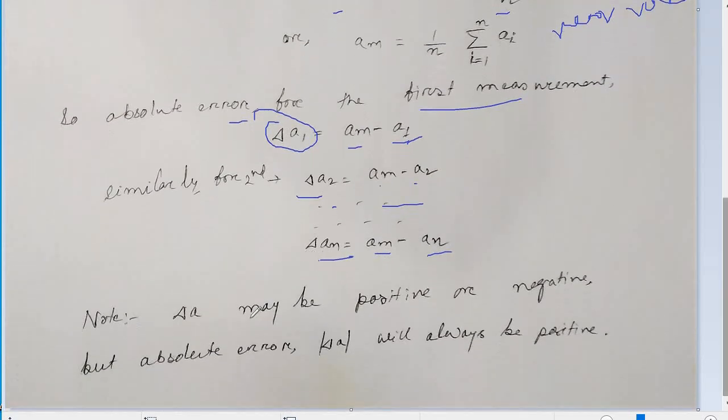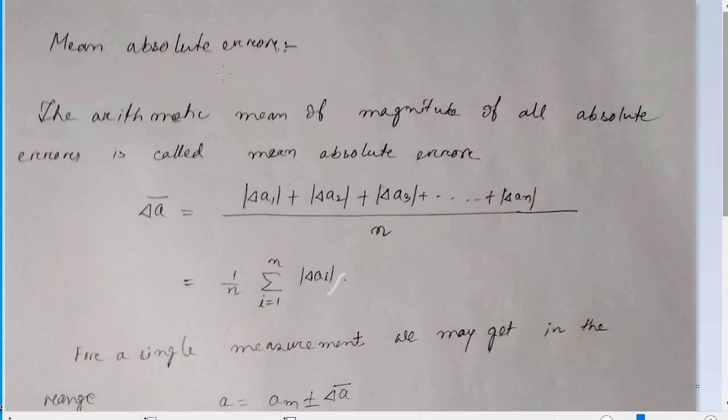We have to remember that del a may be positive or negative, but for absolute error we take only the magnitude. There is another term, mean absolute error. Since we are getting a different absolute error for every single measurement, we have to find the mean of the errors also. The mean absolute error is the arithmetic mean of the magnitudes of all the absolute errors. It is denoted by del a dash here.